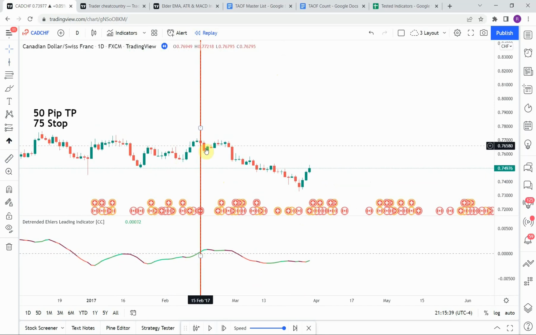Alright, so the first signal we got was a long signal right here. You can see that price dipped a little bit, came back up, tested that same area, and then rejected to the downside. So that one does come down and stop us out. Let's go ahead and continue on.